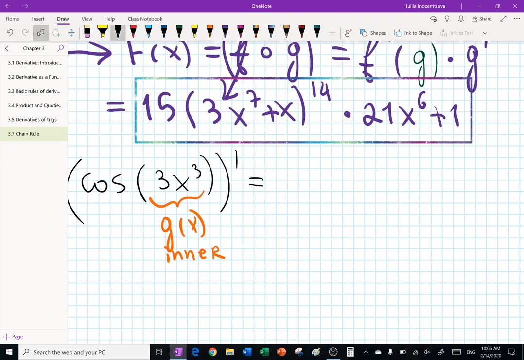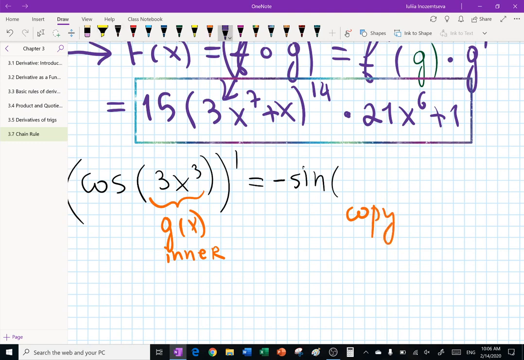I don't touch 3x cubed. You have to keep it like this for now. You differentiate cosine. What's the derivative of cos? Minus sine x, good job. Now what's important? Copy. Yes, good job. You guys are already getting it, I can see.